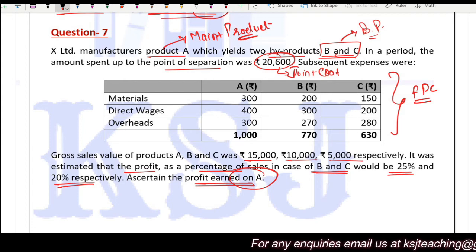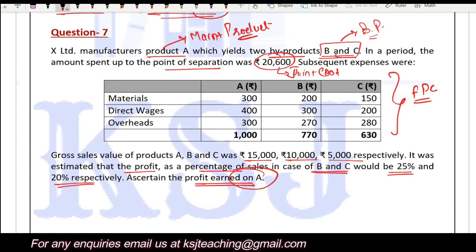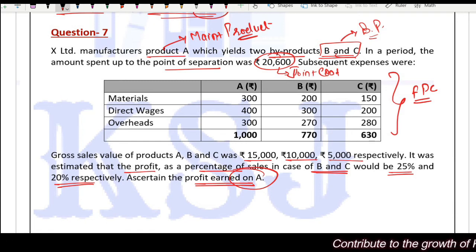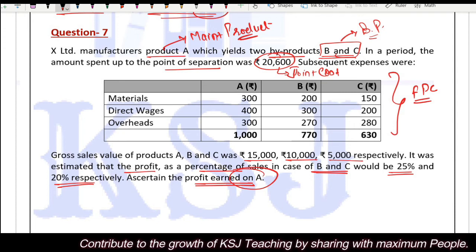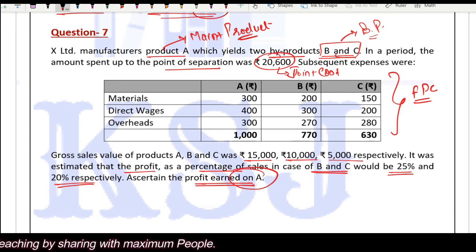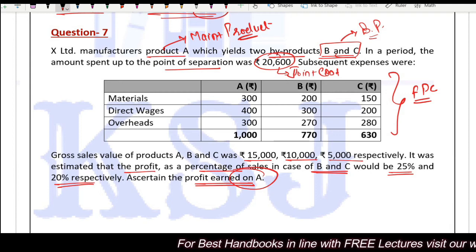Now we have to solve it by the reverse cost method, where you have the profit percentage and the sales value. The reverse cost method can only be applied in case you have the sales value of the products and the profit percentage on those products. Otherwise it is difficult to apply the reverse cost method, because if the profit percentage is not there, how will you calculate the cost? If sales value is not there, then also how will you calculate it? Only if you have the sales value and the profit will you be able to apply this method.